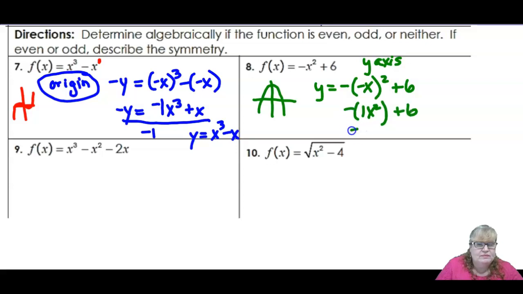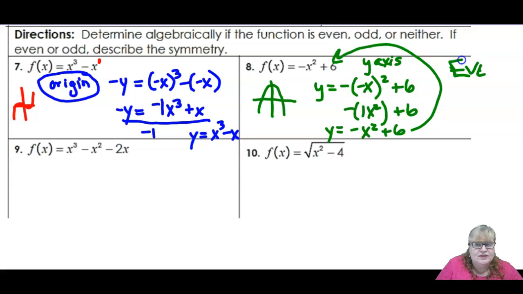And then the one out front makes it a negative. And isn't that what we started with? Okay, so replacing x with the opposite of x had no effect. That's because if I go over this way to the right or to the left, I have points with the same y value. So therefore it has y-axis symmetry, which is, it says even, odd, or neither.